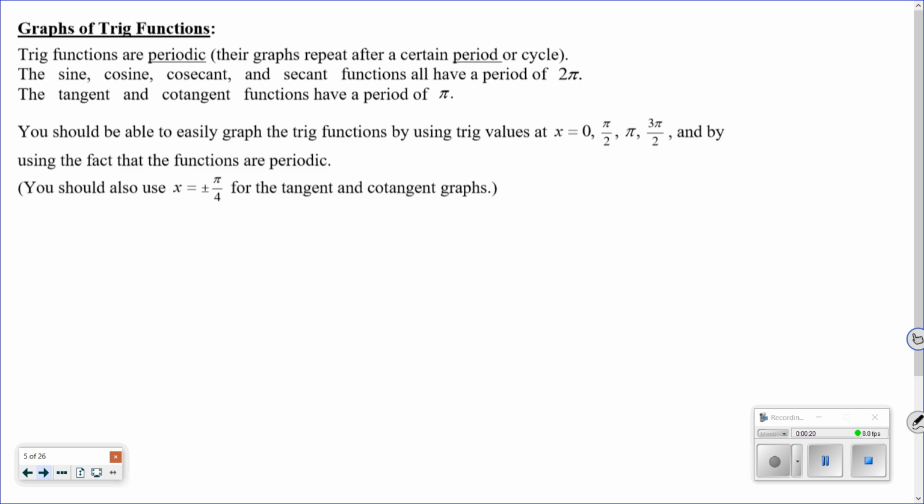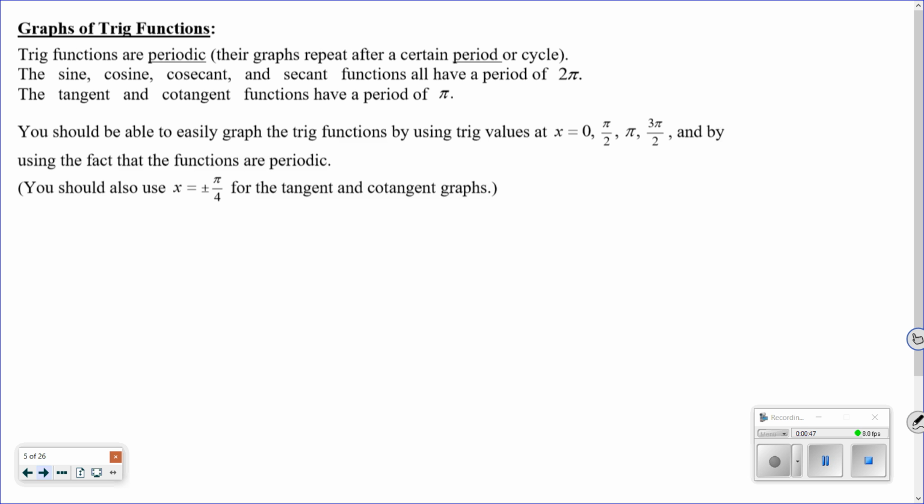Right, so it says trig functions are periodic. What that means is they repeat themselves, and they have a certain period or cycle. So they have a certain pattern every so often, and whatever the period is, it will start repeating itself. Sine, cosine, and tangent have a period of 2 pi. So think of it, if you're doing those circular functions, you're going all the way around the unit circle, they'll repeat themselves every 2 pi. Whereas tangent and cotangent functions have a period of pi.